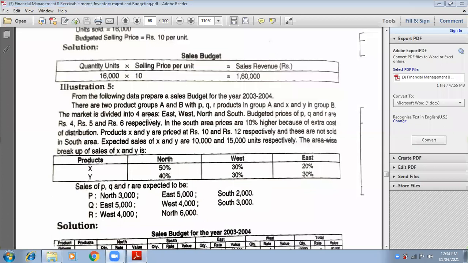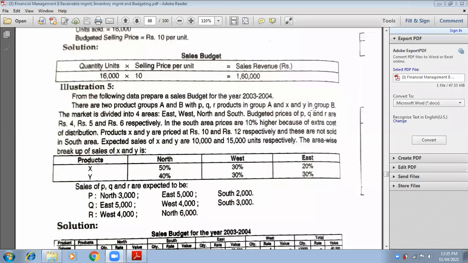Yes, ma'am. Okay. See, from the following data, prepare a sales budget for the year 2003 and 4. There are two product groups, A and B, with PQR in group A and XY in group B. The market is divided into four areas: East, West, North, and South.